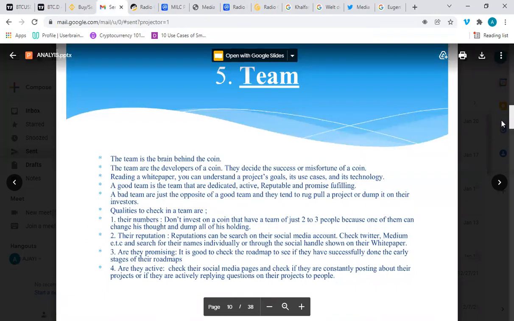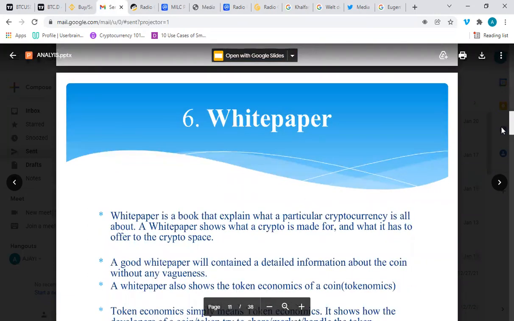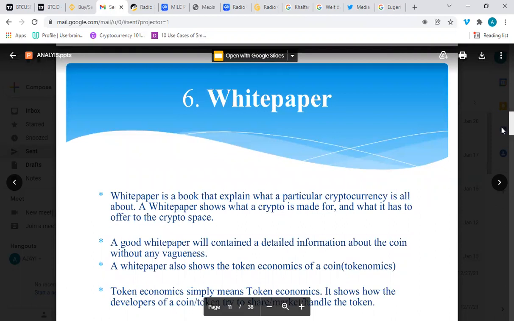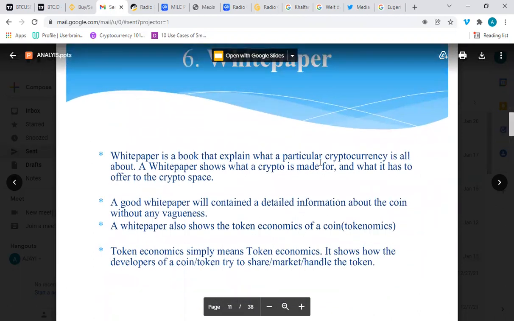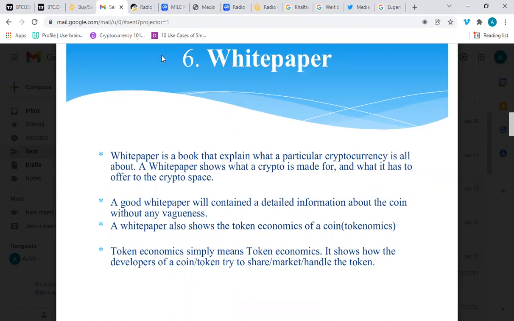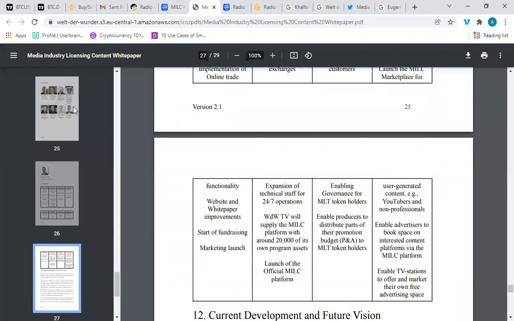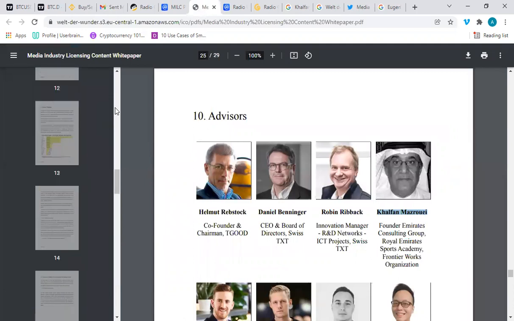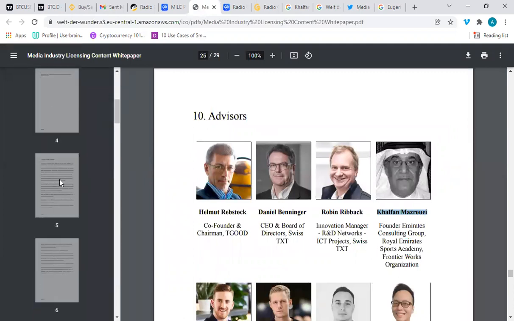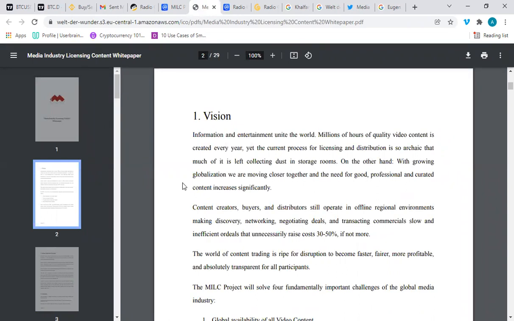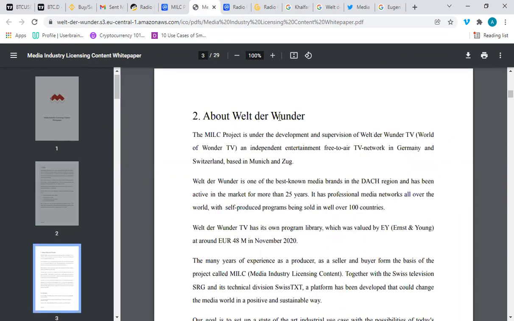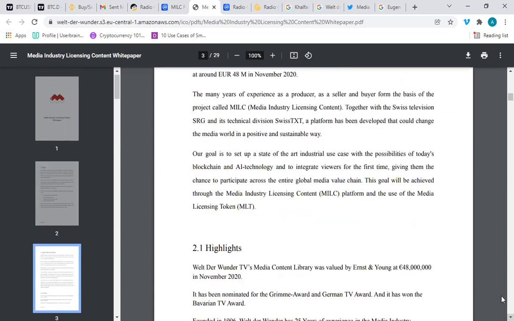So next thing is to check the white paper. A white paper is a book that explains what a particular cryptocurrency is all about. It shows what the crypto is made for and what it has to offer. It contains detailed information about the coin without any arguments. It tells you their vision, their mission, and everything about the coin.